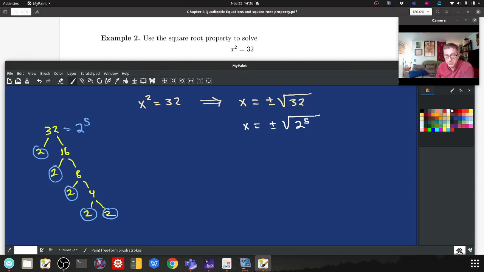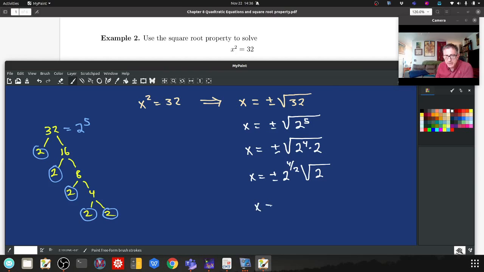Now 5 is greater than 2, so that means I can do something. And why am I focusing on 2 here? Because that's the unspoken index. So I'm going to rewrite 2 to the 5th as 2 to the 4th times 2. And then that allows me to bring the 2 to the 4th outside, divided by the index. What's left inside? 2 to the odd power, which is 1.